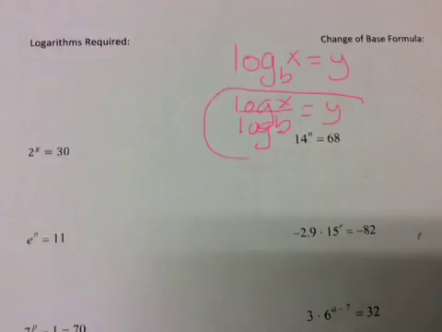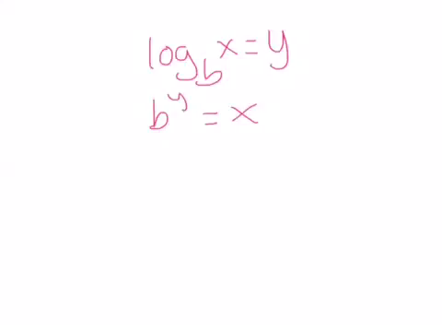So write down this formula, and I want to show you why this works. You don't have to write this down for a second, just watch. So log base b of x equals y. If I was to write this in exponential form, it would be b to the power of y equals x. Now let's say I did something to both sides of the equation to solve, and what I'm going to do is I'm going to take the log of both sides. So log of b to the y equals log of x.